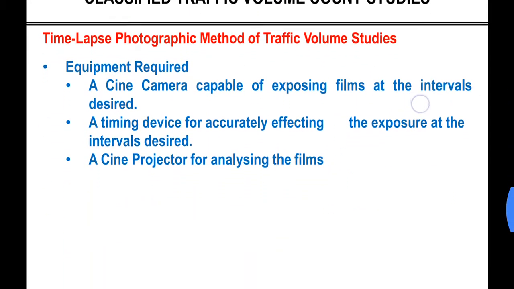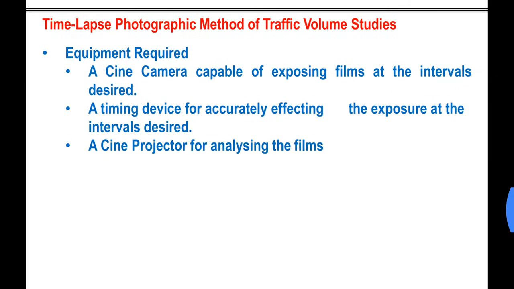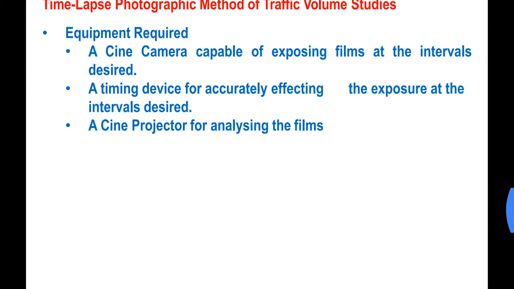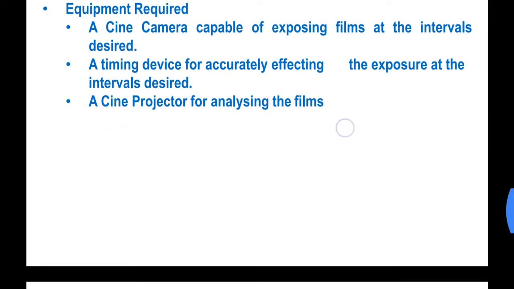Now, the time-lapse photographic method. Here the equipment required is a cine camera capable of exposing films at the intervals desired, a timing device for accurately effecting the exposure at the intervals desired, and a cine projector for analyzing the films.